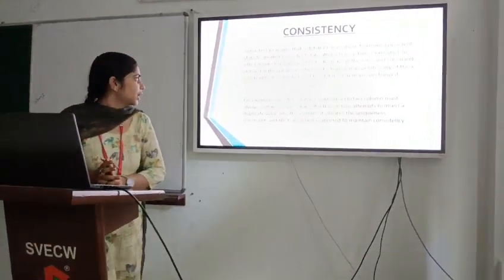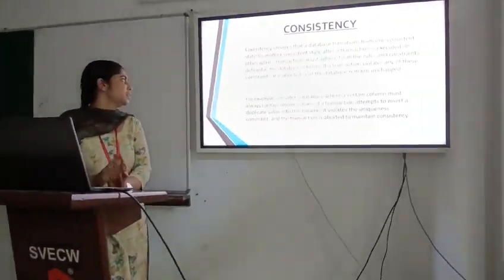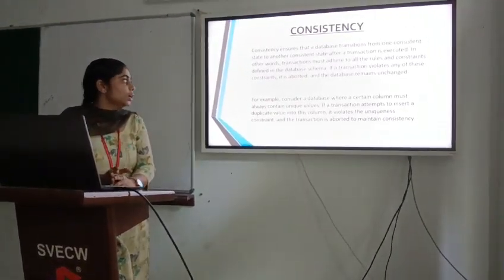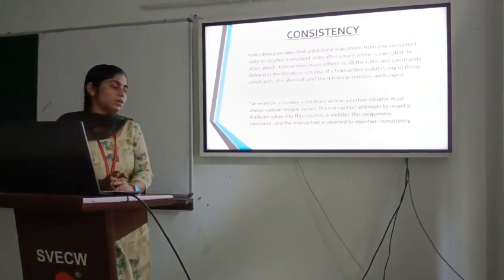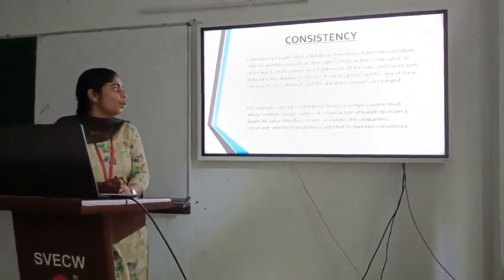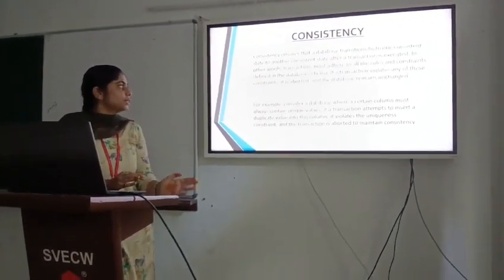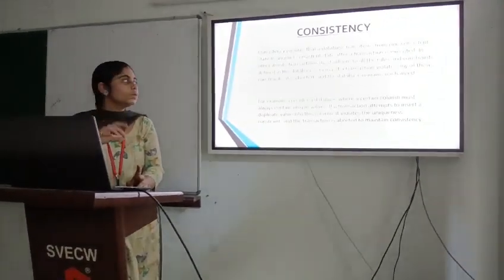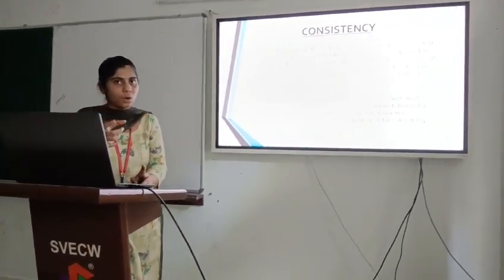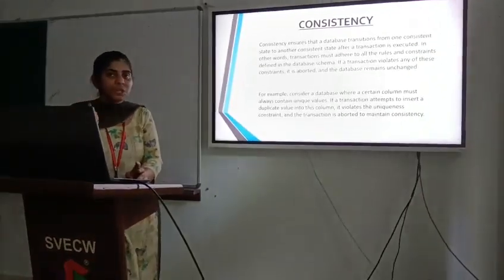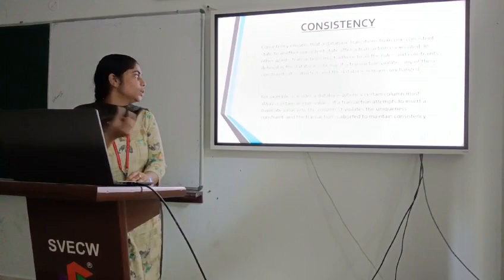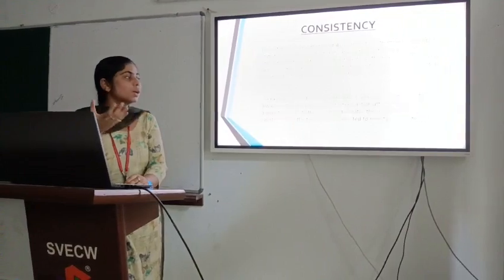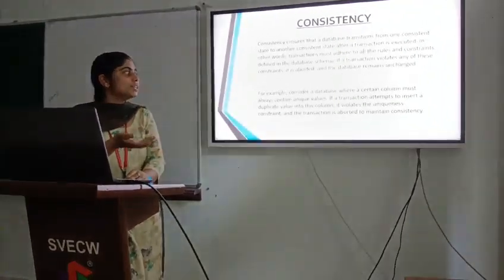For example, consider a database where a certain column must always contain unique values. If a transaction attempts to insert a duplicate value into this column, it violates the uniqueness constraint and the transaction is aborted to maintain consistency. In this example, we gave a unique-value constraint to a certain column, so duplicate values are not allowed. If we try to insert a repeated value, it violates the rule of consistency, so the transaction is aborted.